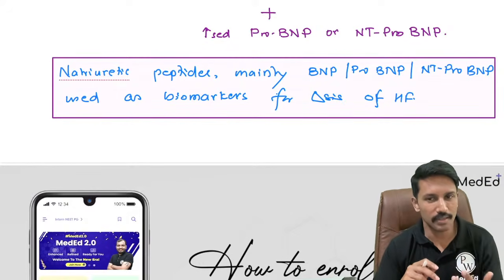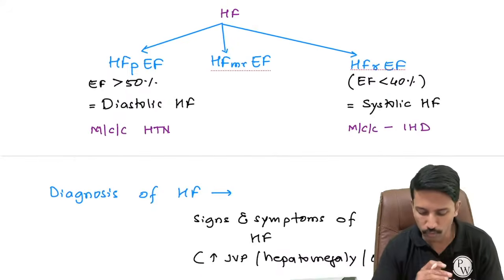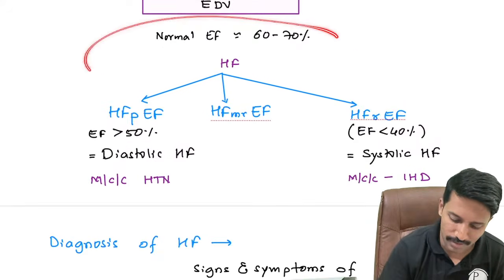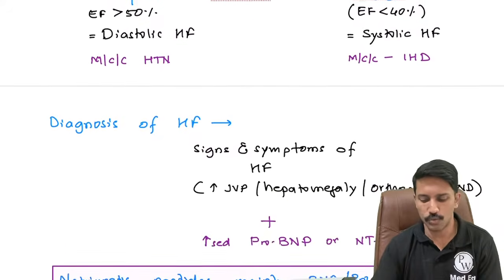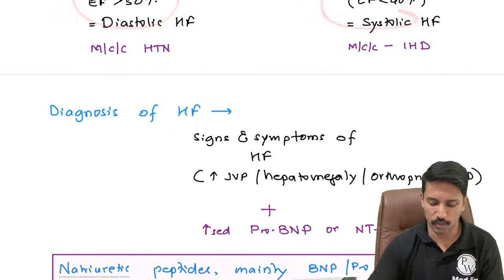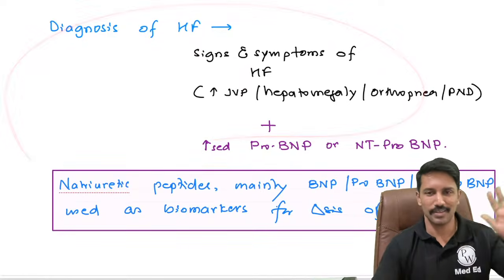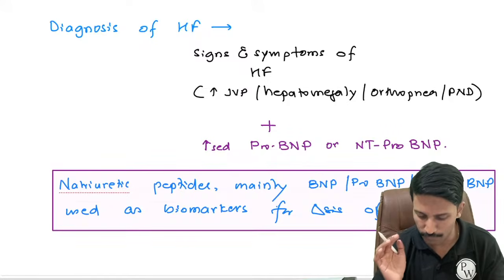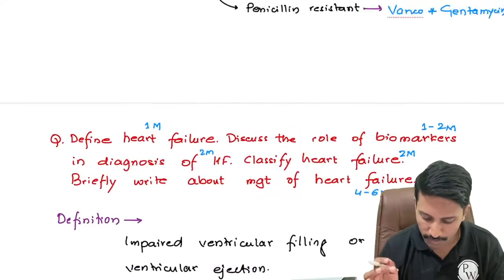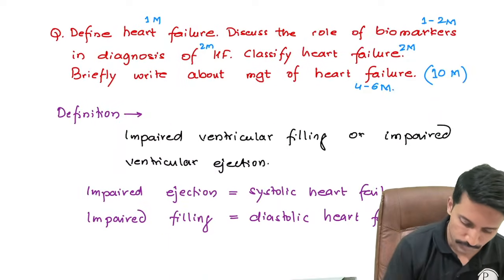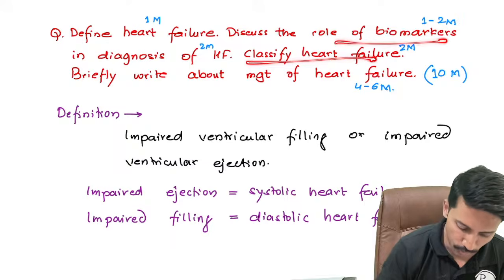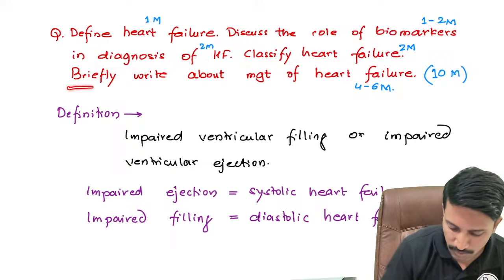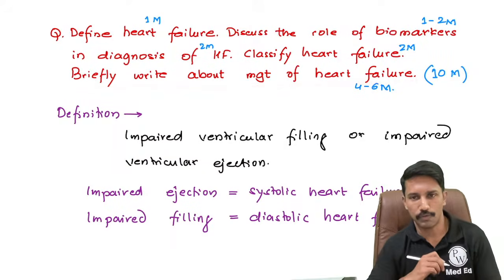So now we have written about the diagnosis. Now what is the role of echocardiography? The role of echocardiography is for classification into reduced ejection fraction or preserved ejection fraction, not for the diagnosis. Clinical symptoms plus elevated biomarkers, we have the diagnosis of heart failure. Now after the diagnosis, what are they asking? Classification is done, biomarkers and diagnosis is done. Now it is briefly about management of heart failure.